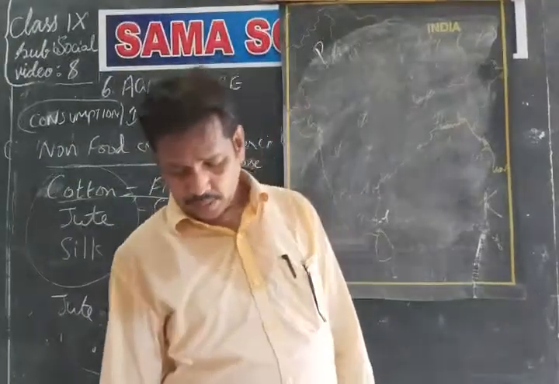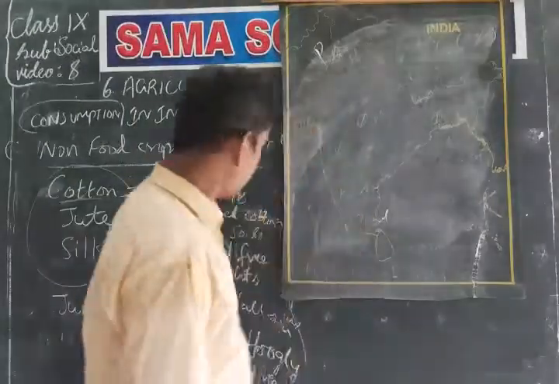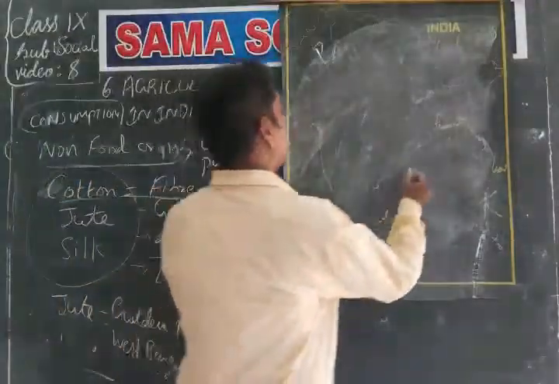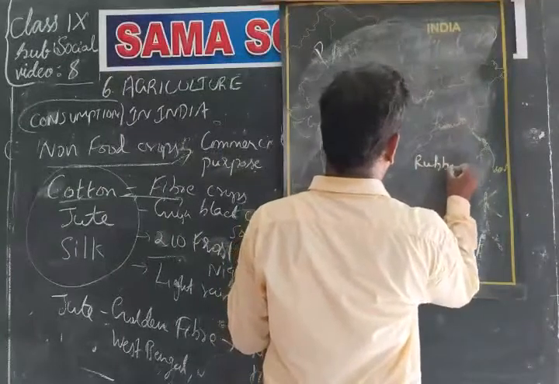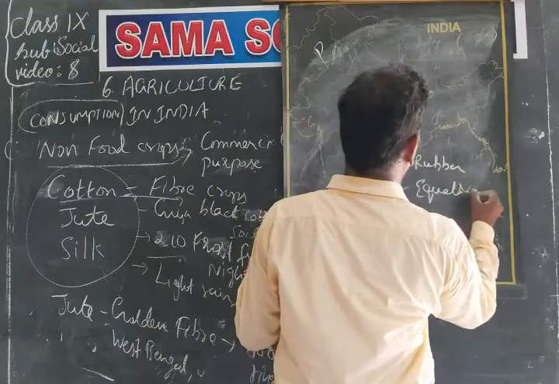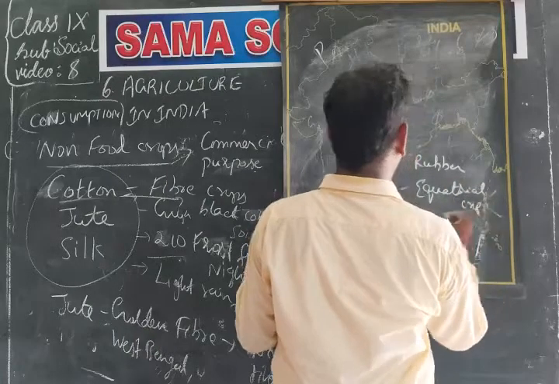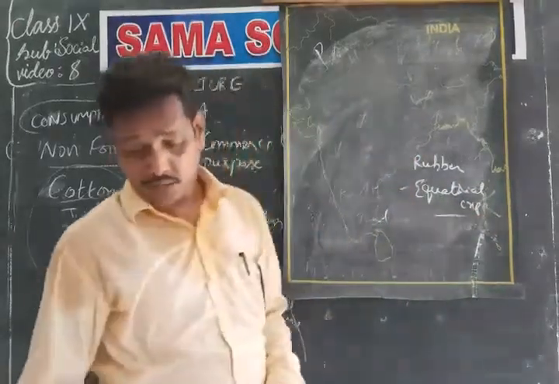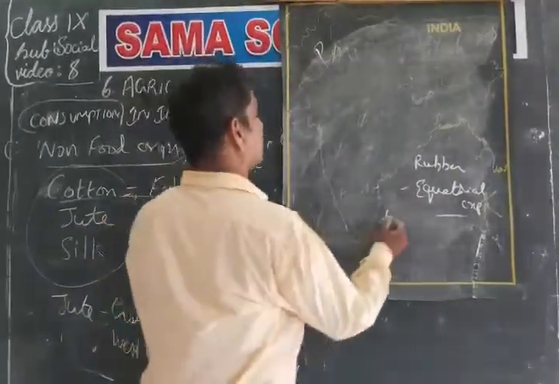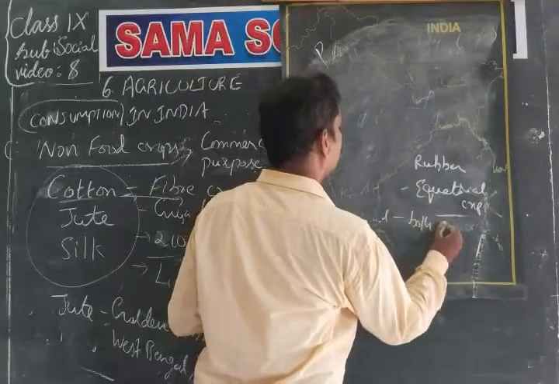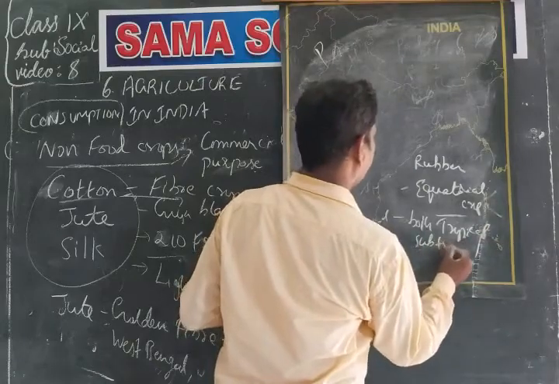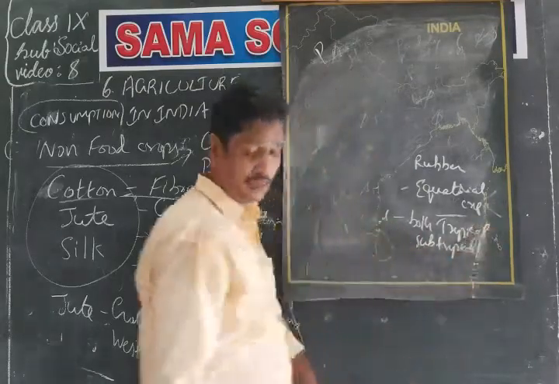Okay, children. Next important crop is rubber. Rubber is an equatorial crop. It is an equatorial crop, and so it can be grown in both tropical and subtropical regions.